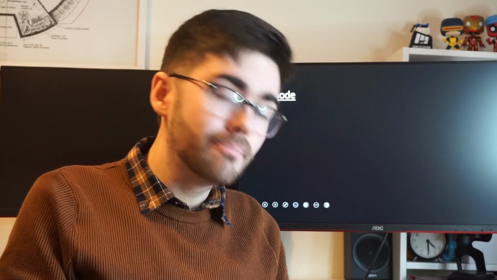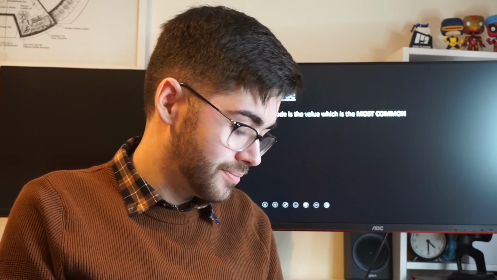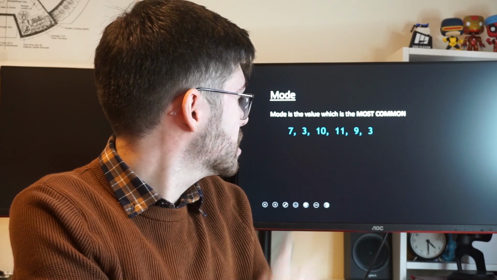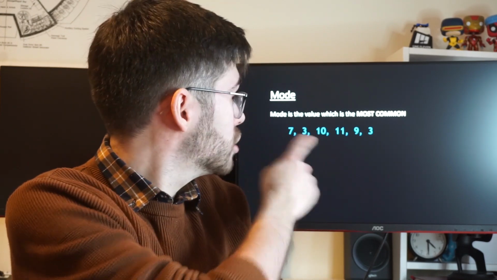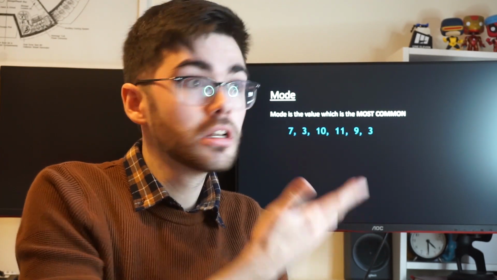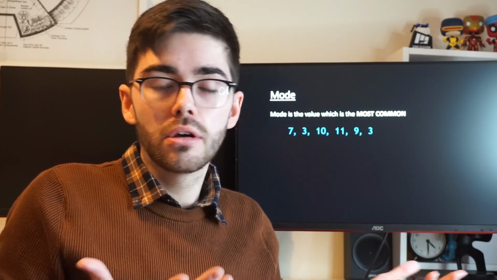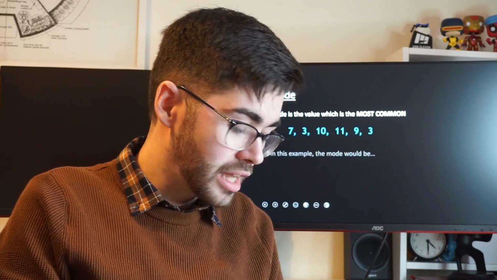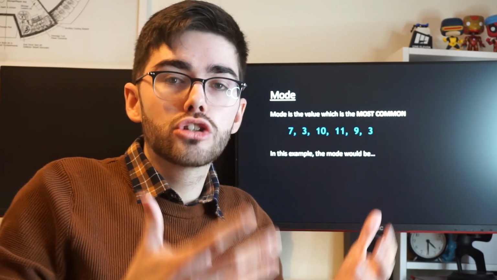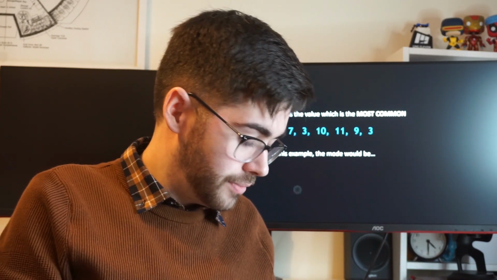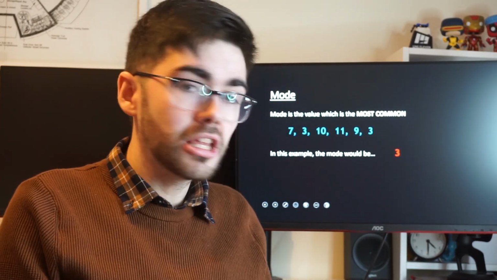Next one we're going to look at is the mode. So we said mean is adding then dividing, mode is most. What does that mean? Well, that means it's the most common in a set of numbers. So if we have a set of values that look like this, 7, 3, 10, 11, 9, and another 3, the mode is the most common. There are 2 3s there, there's only one of everything else, so 3 is the mode of that set of values. And the mode can be a number, it can be a name, it can be a thing, it's just the most common of a set of information. So in this example, the mode would be 3.